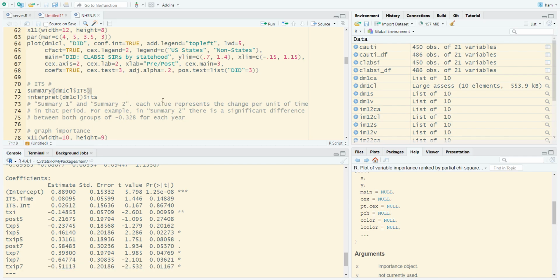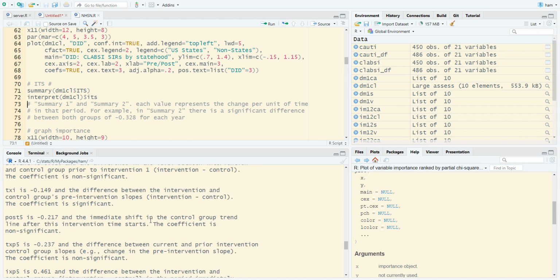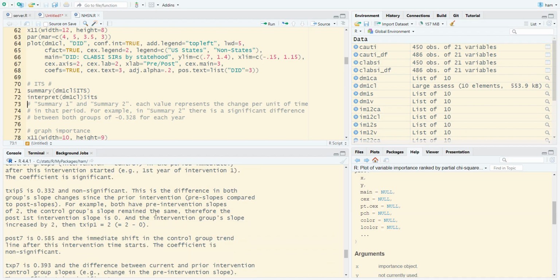Okay, so we see that in the summary, but it may be easier just to read the interpretations of that. So if I run this code, interpret with the model number, the $ sign at ITS, that's going to give me the ITS model interpretations. Okay, and so we get these results here. I give a descriptive interpretation for each variable, for each coefficient.